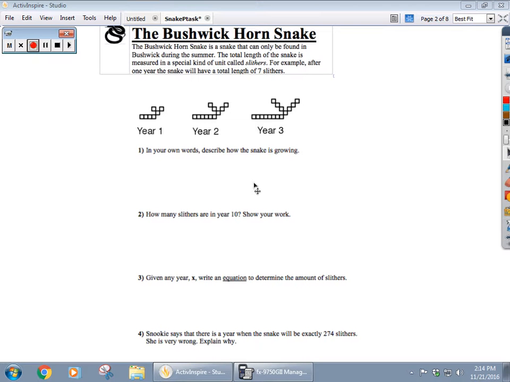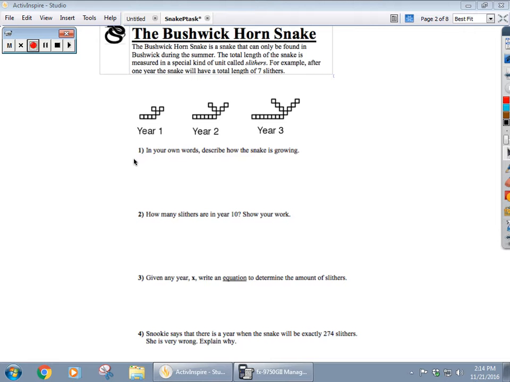So the Bushwick horn snake is a snake that can only be found in Bushwick during the summer. The total length of the snake is measured in a special kind of unit called slithers. For example, after 1 year the snake will have a total of 7 slithers. Obviously this is a fictional problem, but let's take a look and see what's going on with the snake.